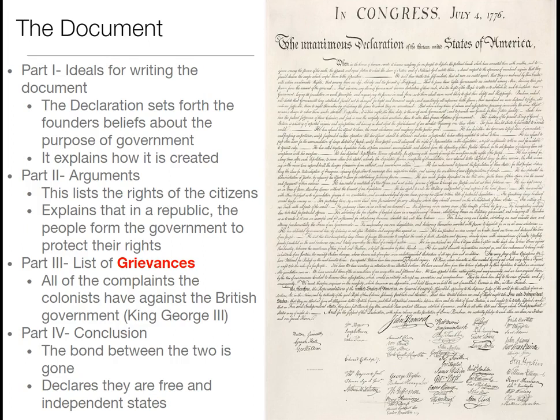We're saying we're separated. I always like to compare the Declaration of Independence to a breakup letter, and it declares that they are free and independent states.